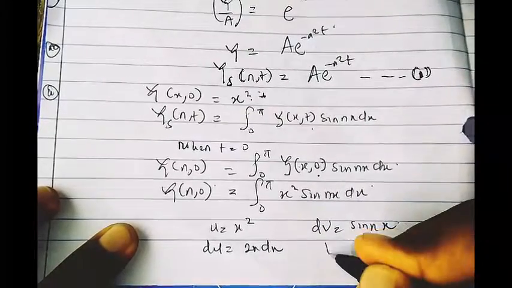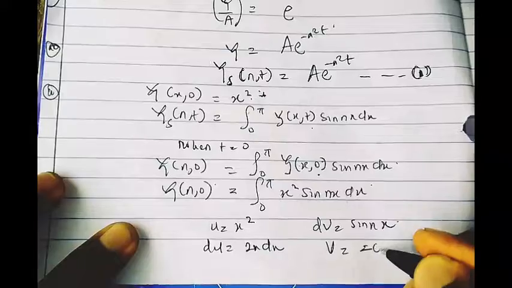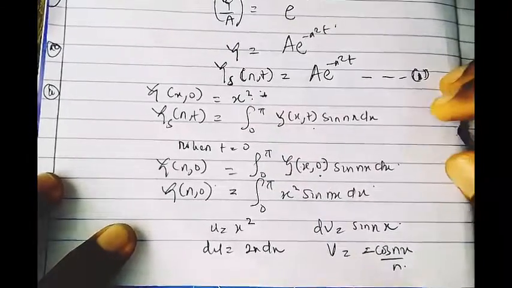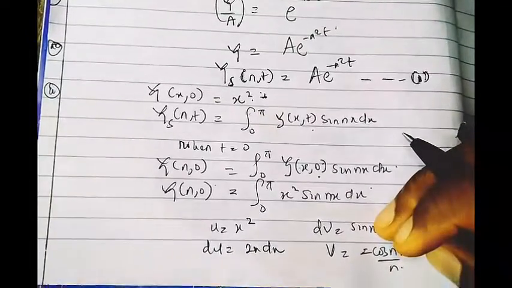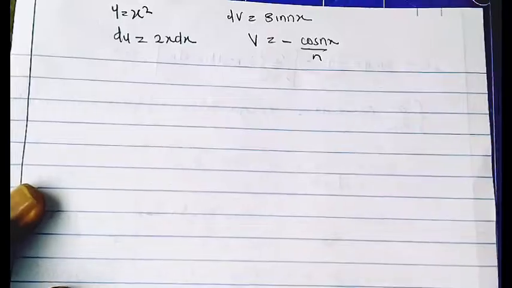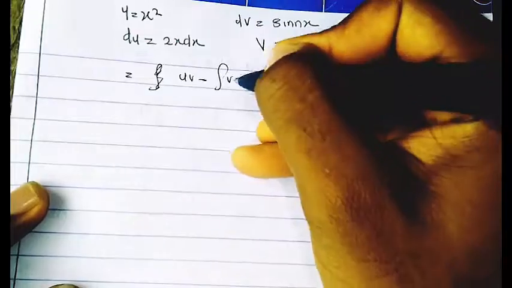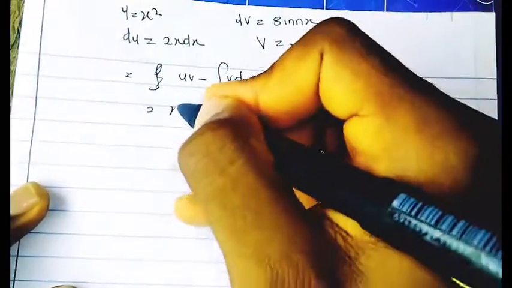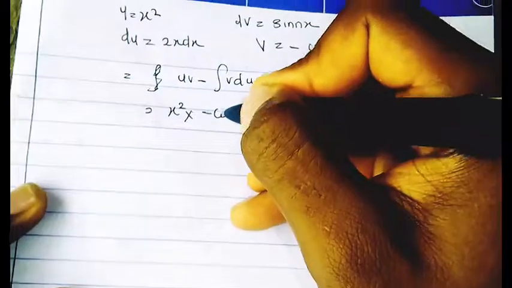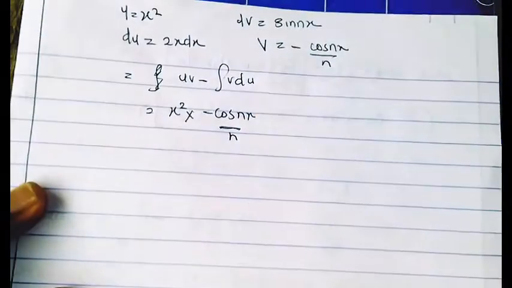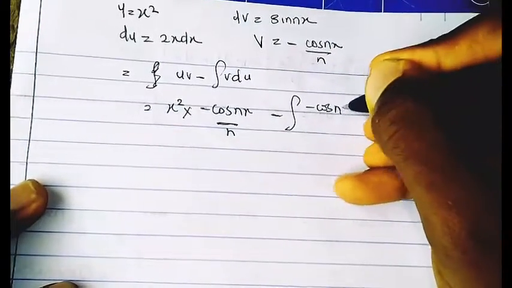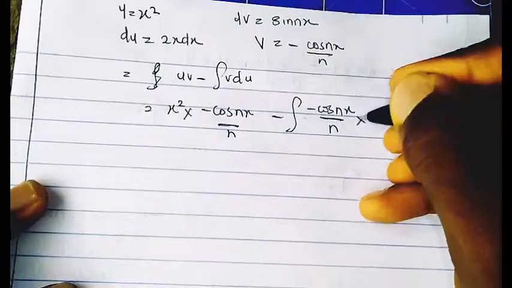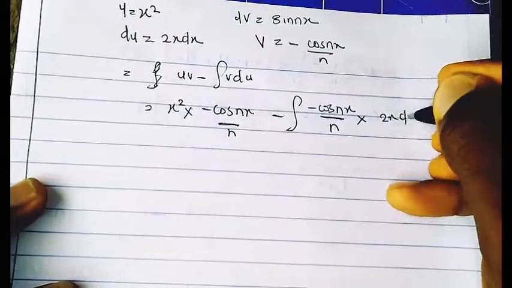And integrating dv, v is equal to minus cos nx divided by n. So I'm going to substitute these parameters into the integration by parts formula, which says uv minus integral v du, right? So my u is x squared times my v, which is minus cos nx over n, then minus integral of my v, which is minus cos nx over n, times my du, which is 2x dx.